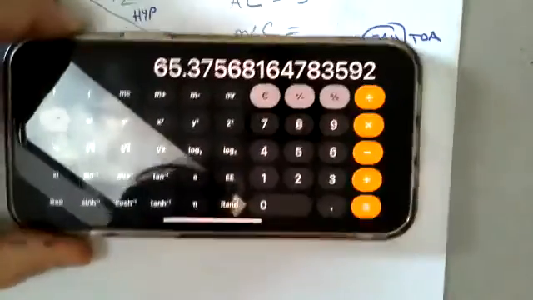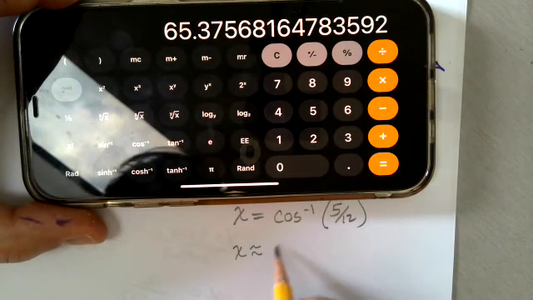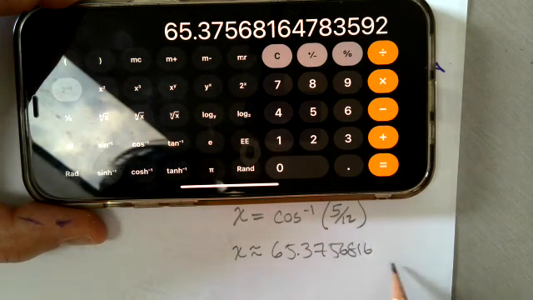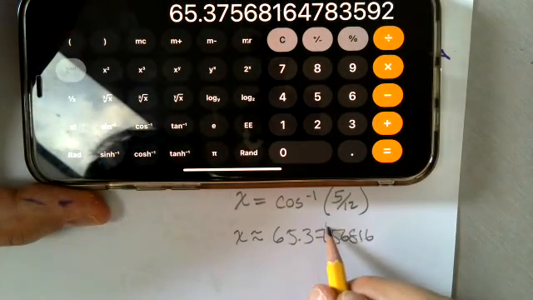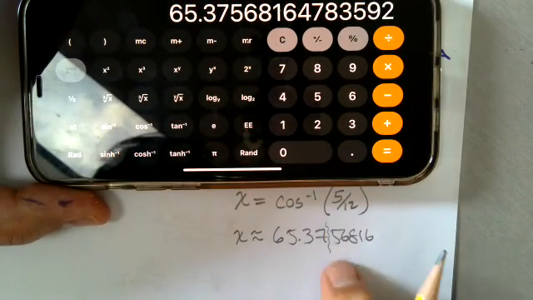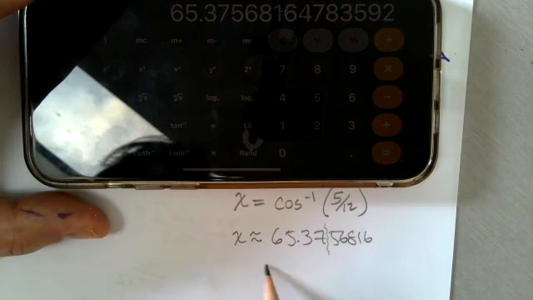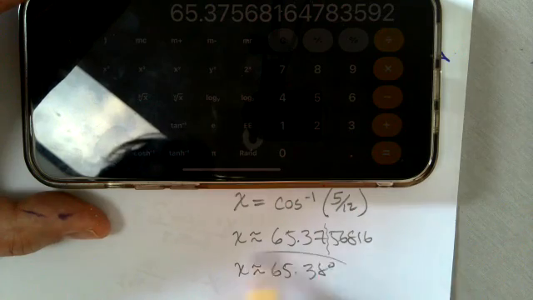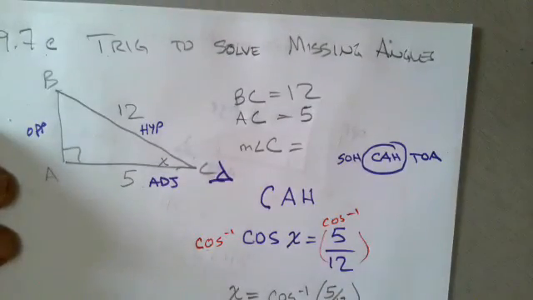This tells me that x is approximately 65.3756816 degrees. I only want it to the nearest hundredth. So I'd look at the 7 and say, does this 5 push it up closer to 0.38? It does. So x would be about 65.38 degrees in this case. And that's how we use trigonometry to solve for missing angles.